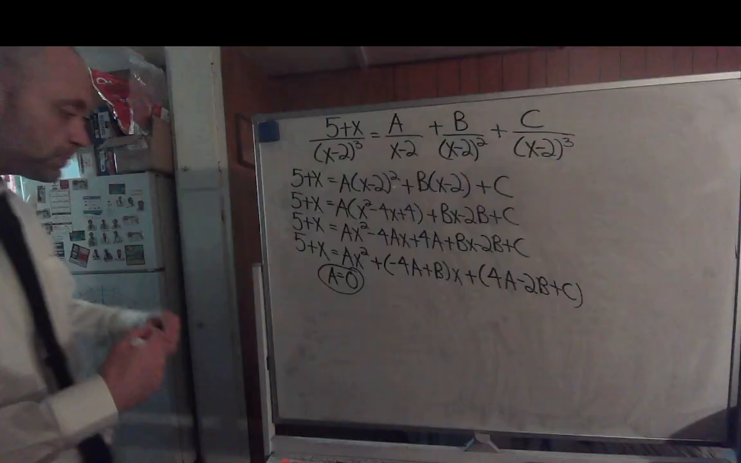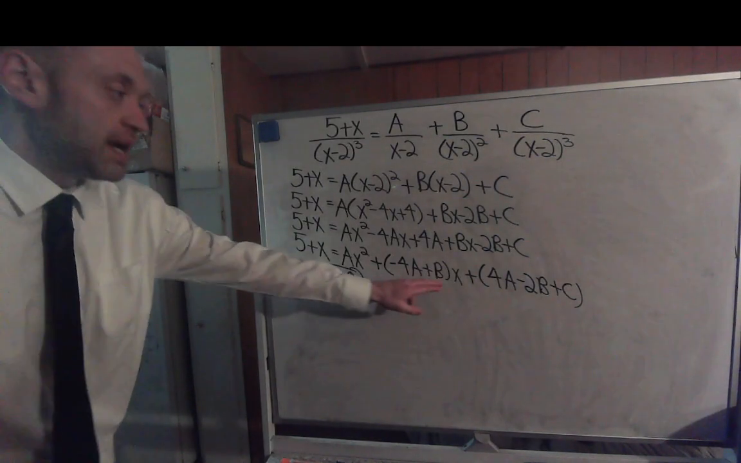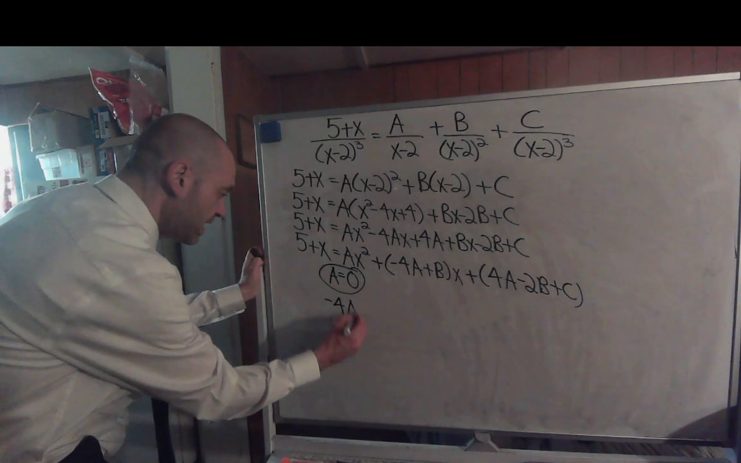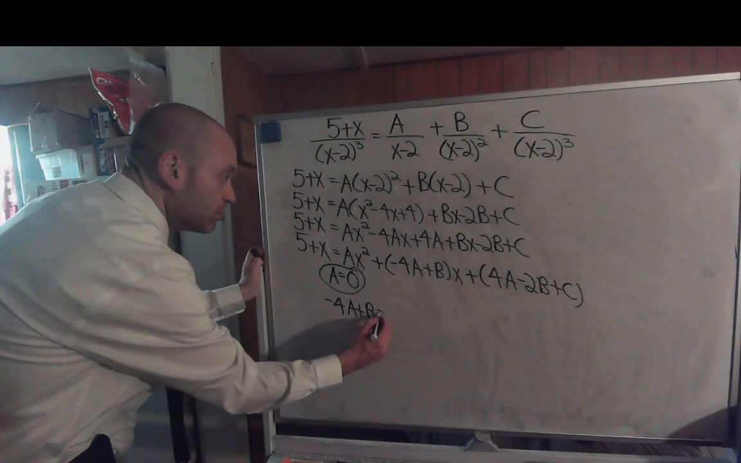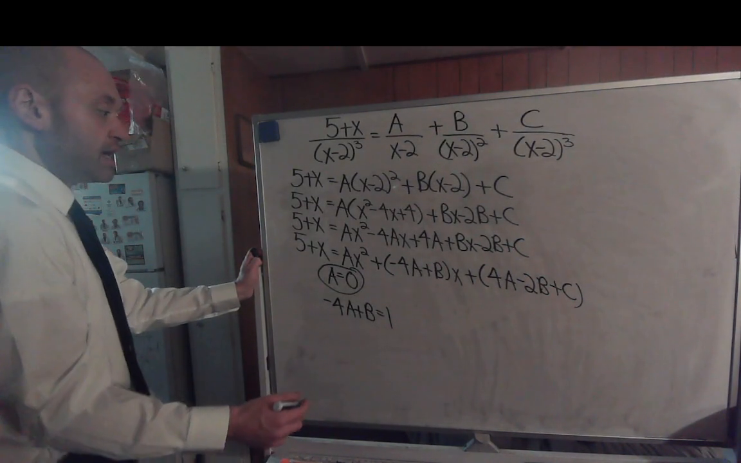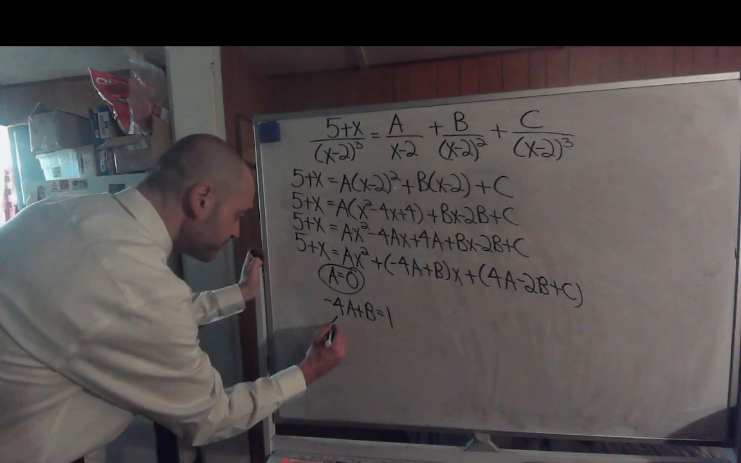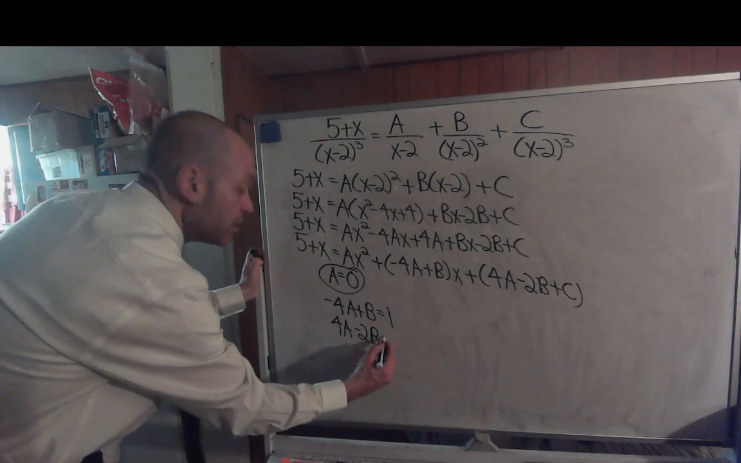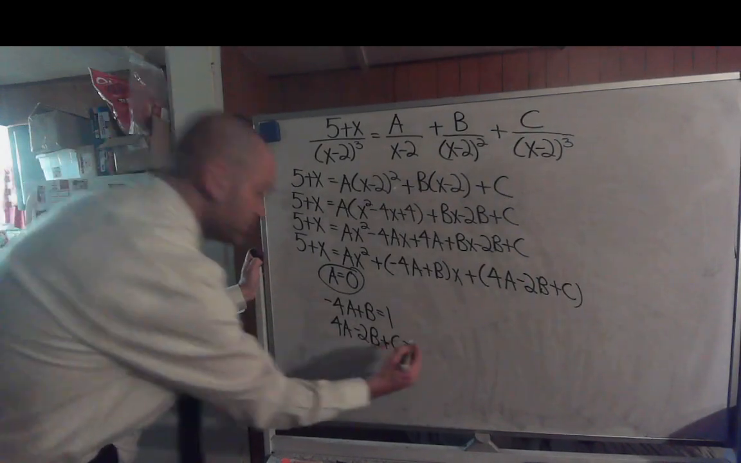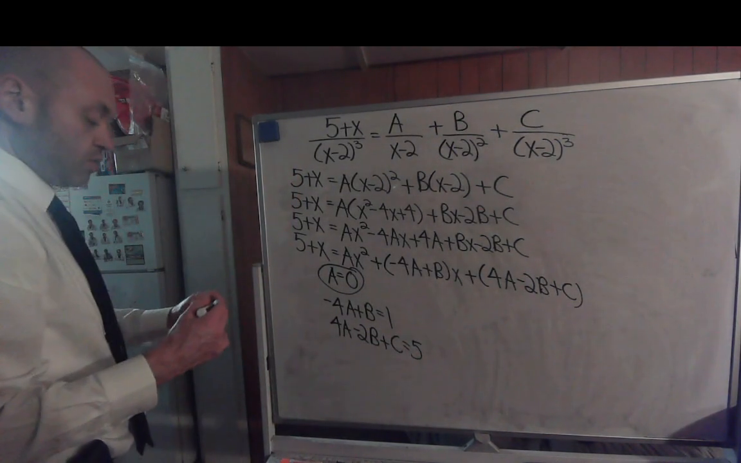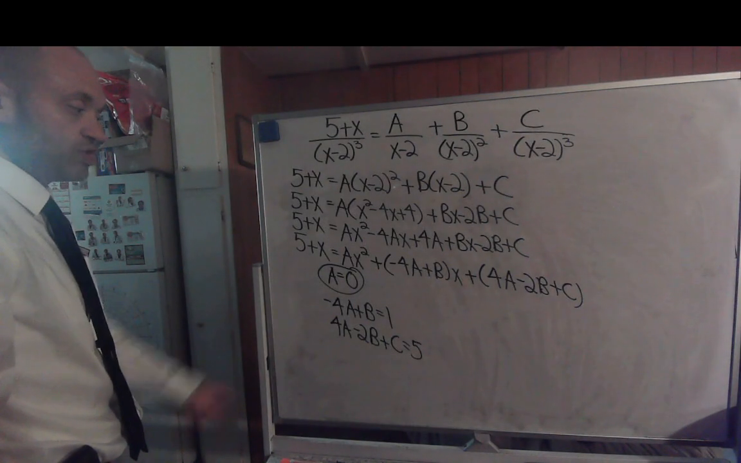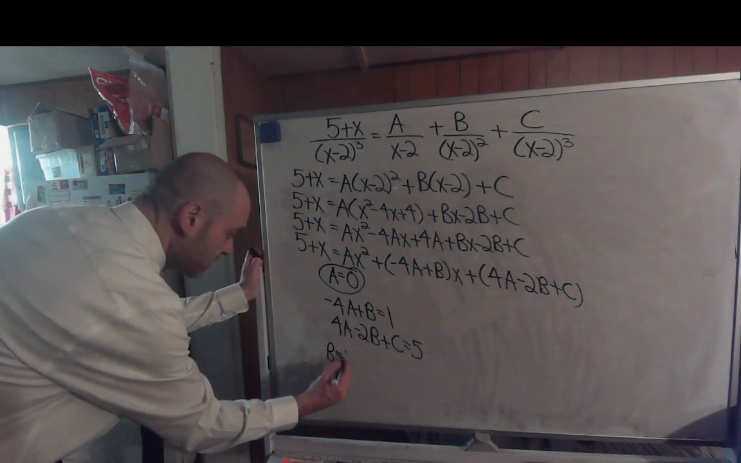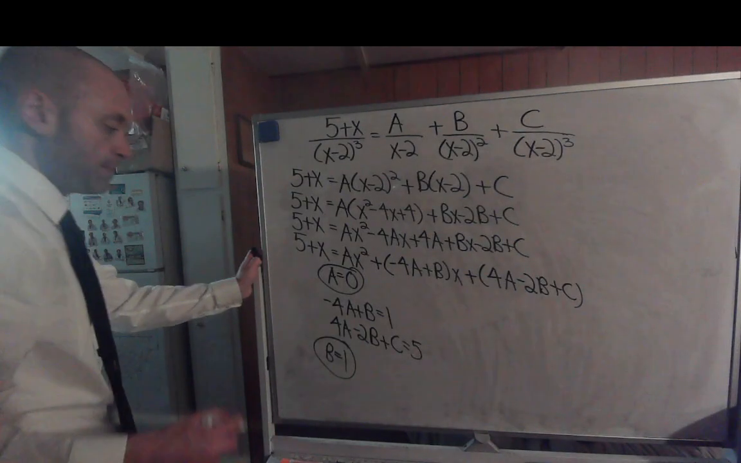Now, we have negative 4a plus b should be the coefficient of my x to the first term. So negative 4a plus b would equal 1. And then my 4a minus 2b plus c should equal my constant term of 5. Well, I think we can use a lot of substitution, because if a equals 0, that literally means b equals 1. So we got b right away.